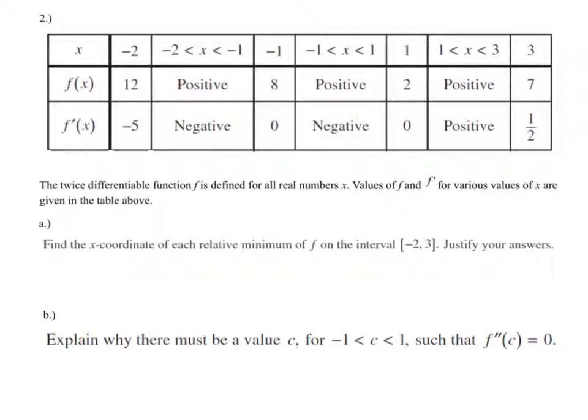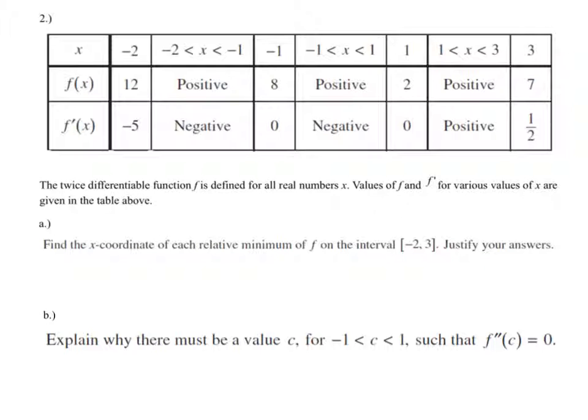All right, so if we're looking at question number 2, we're not given a picture of the derivative, but we're given a table of values about what the function is doing and what the derivative is doing. So we want to look at this, and then if we want to find the x value of a relative minimum, think about what we know.